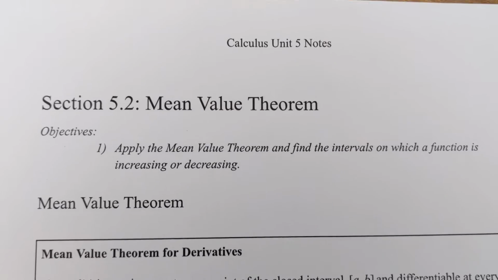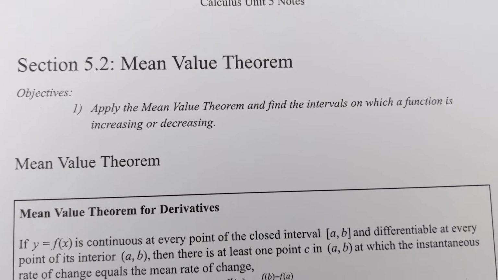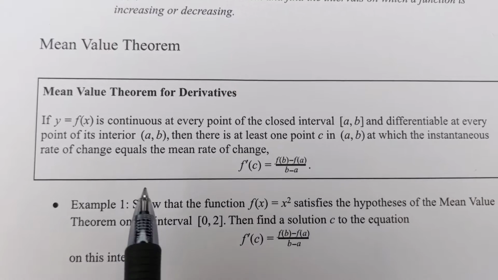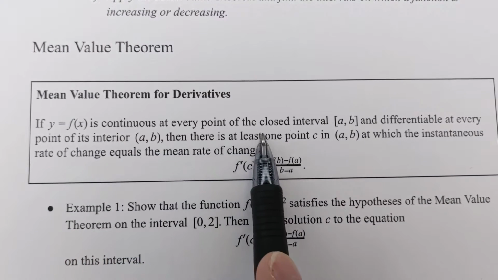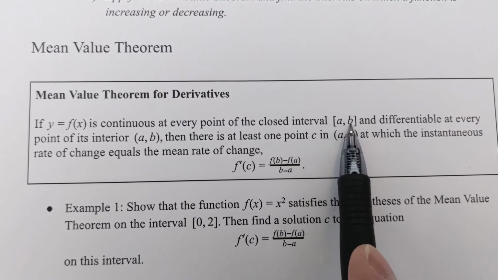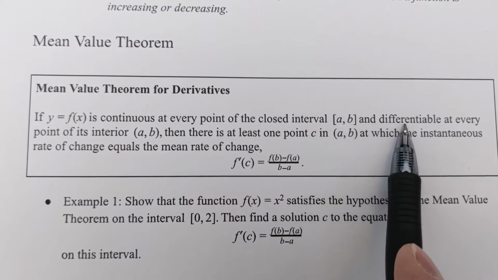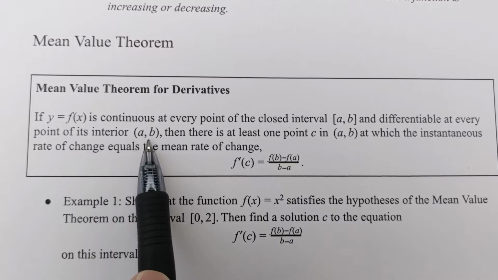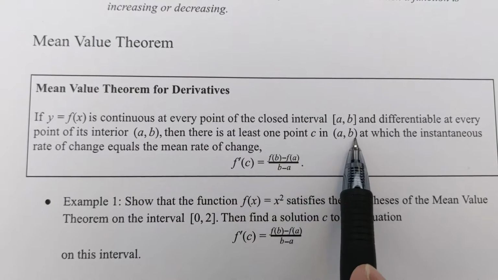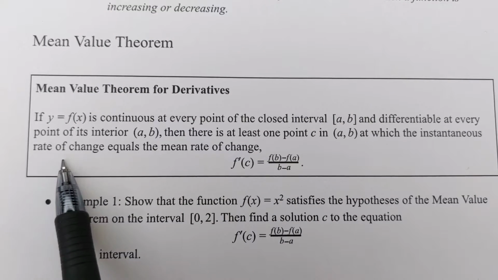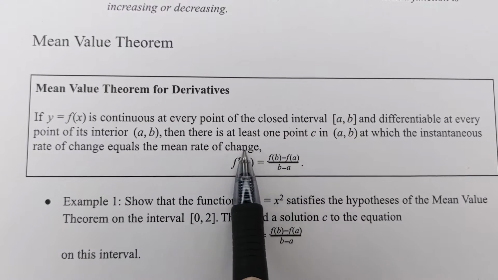Yeah, so we've got the notes for section 2, which deals with the mean value theorem. So here we've got the mean value theorem itself. That says if y equals f of x is continuous at every point of the closed interval [a, b], remember brackets mean the endpoints are included, and differentiable at every point on its interior (a, b), so endpoints not included, then there's at least one point c in that interval at which the instantaneous rate of change equals the mean rate of change. So this is your formula.